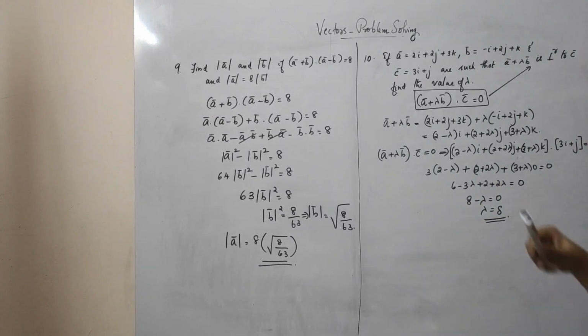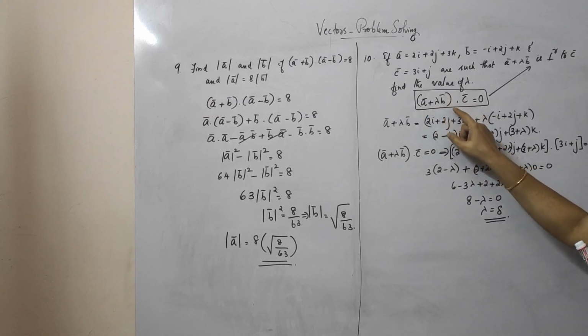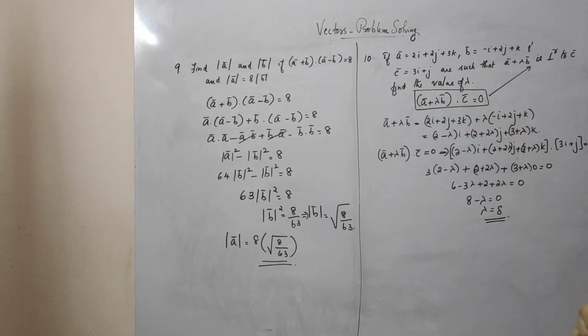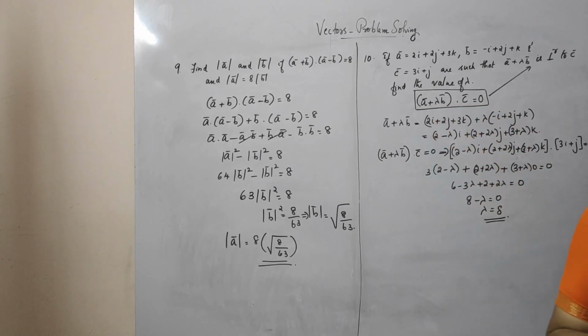So this is how I find the value of lambda, provided the condition given: A plus lambda into vector B dot vector C is equal to 0. If this is the condition, this is the value of lambda.